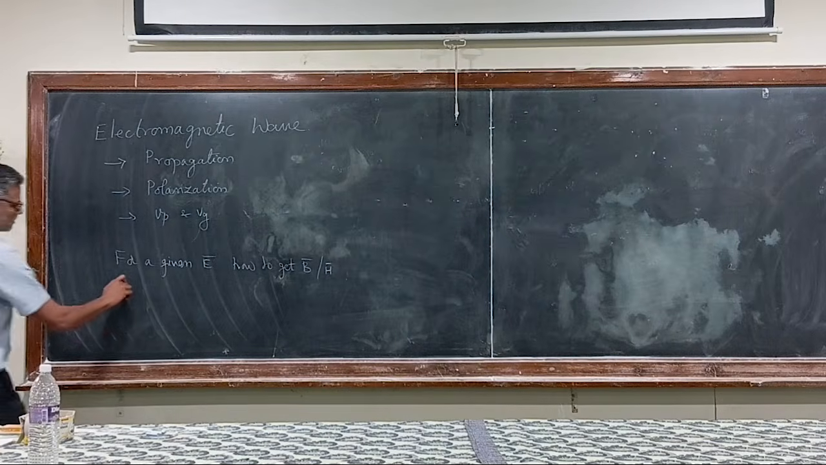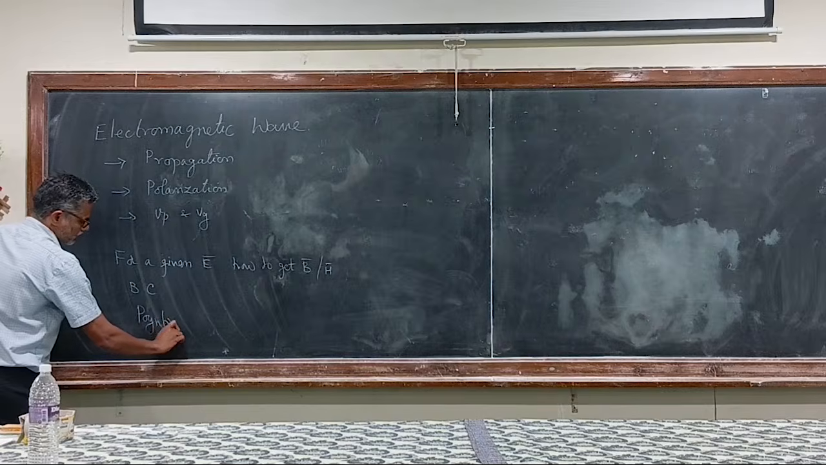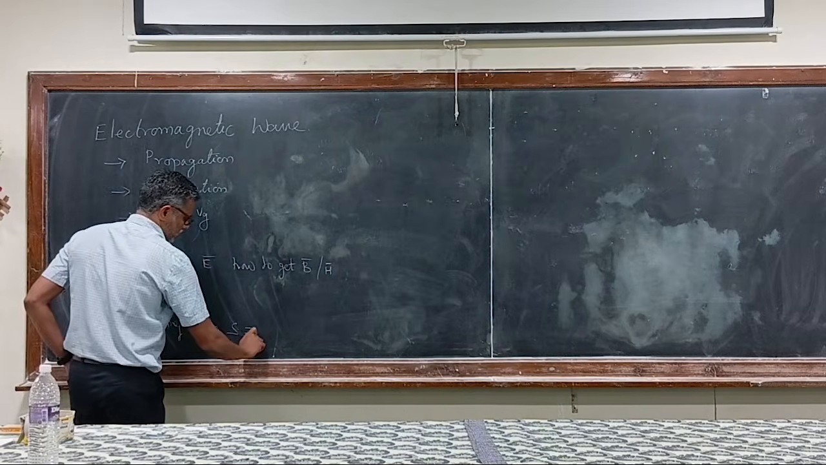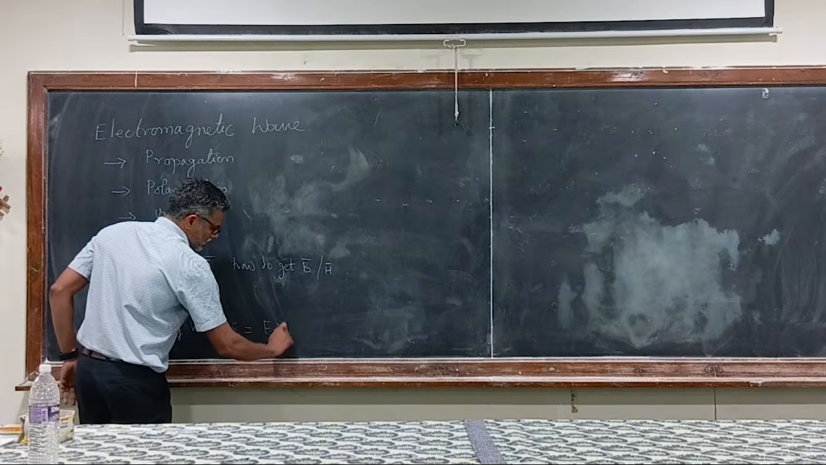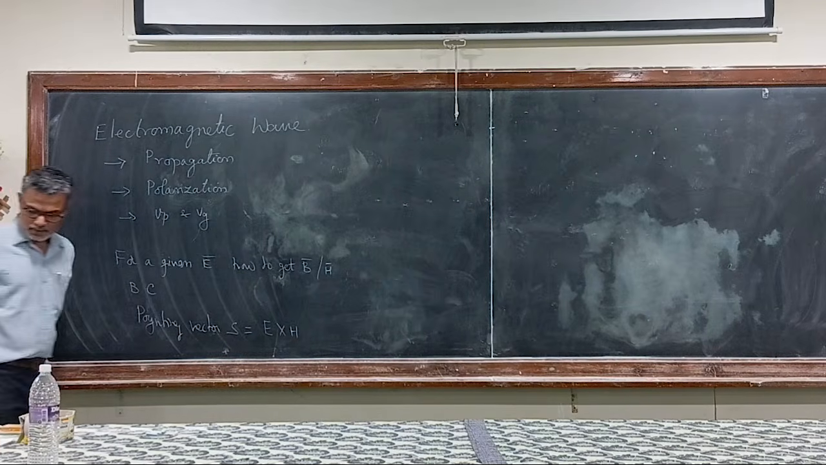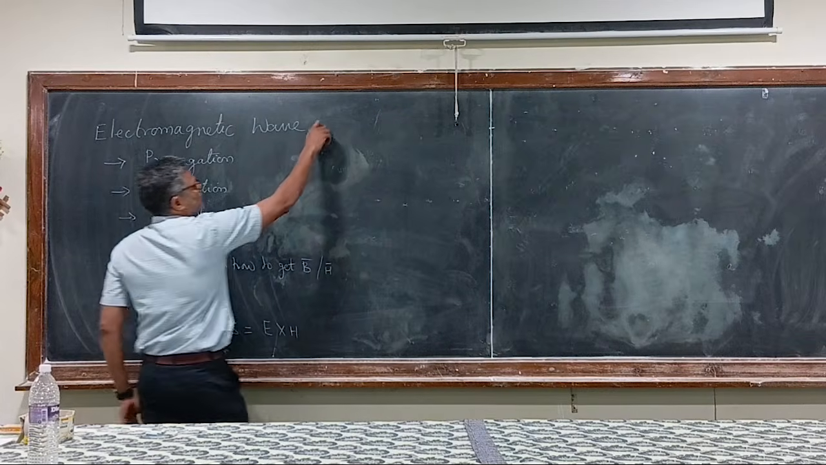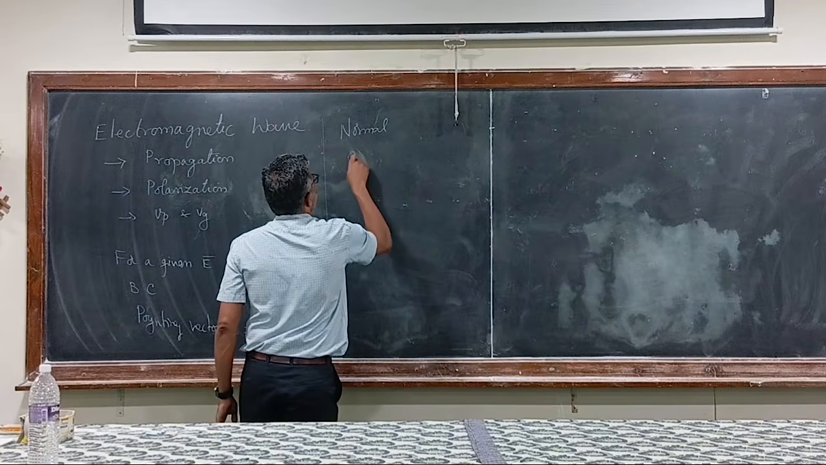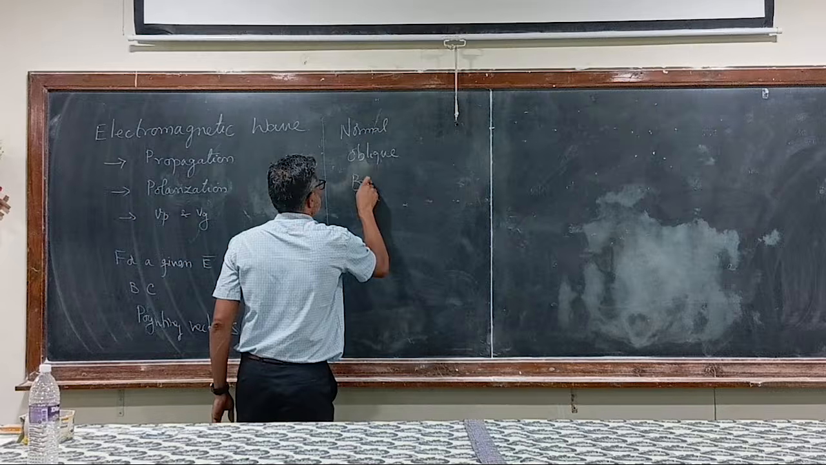And then the boundary condition, pointing vector. Any idea who is related? Yes, pointing vector, E cross H. So E cross H. And then the normal incidence, normal, oblique, and then Brewster.